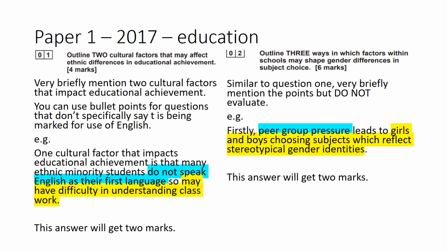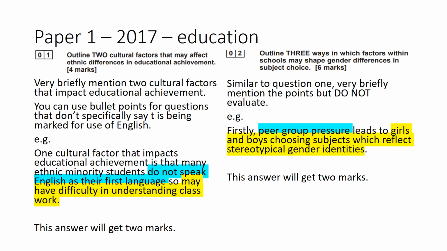Looking at paper 1 from the 2017 series, question 1 is: outline 2 cultural factors that may affect ethnic differences in educational achievement. This is 4 marks, so you really want to be brief here. You can use bullet points if you want, because unless the question states that it's going to mark your use of English, you can just bullet point.